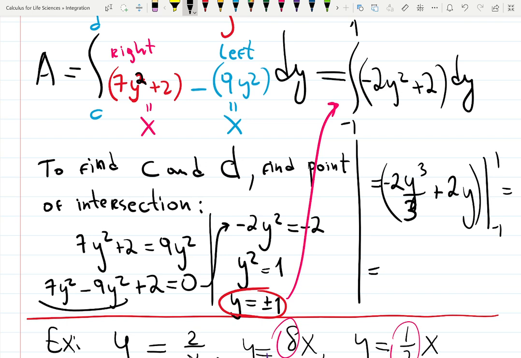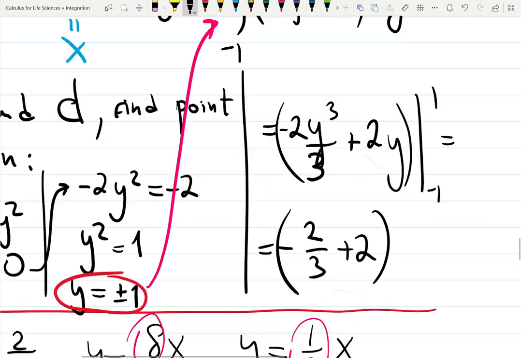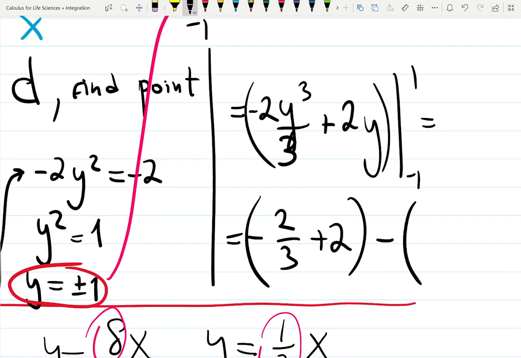If I plug 1 first, I will have minus 2/3 plus 2. When I plug minus 1, I have to be very careful because minus 1 cube is minus 1, right? So it will be plus 2/3 now. This one was minus. I will change it in green. This one was minus, this one is plus, because minus 1 cube is minus 1. Minus times minus gives you plus. And then it's also minus 2.